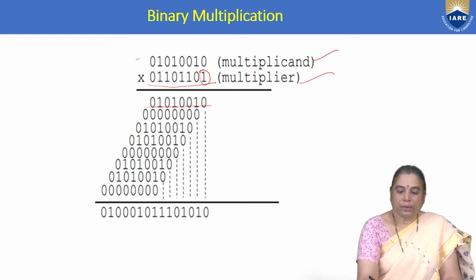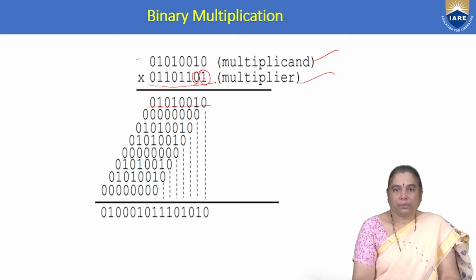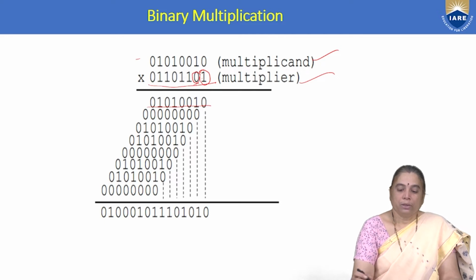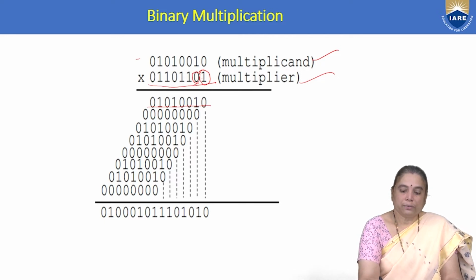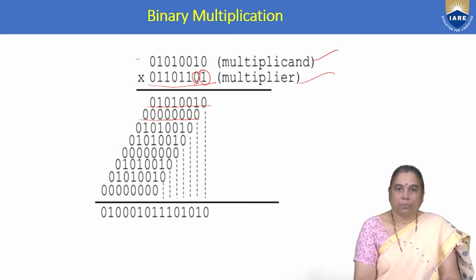The next bit in the multiplier is 0. In a binary system, the only possible digits are 0 or 1. In case of 1, the multiplicand is copied in the partial product. In case of 0, all zeros are copied in the partial product. Here, the second bit considered is 0, so as many zeros as there are bits in the multiplicand are copied by shifting one position in the partial product.